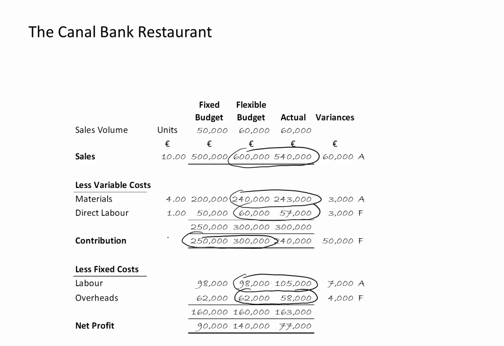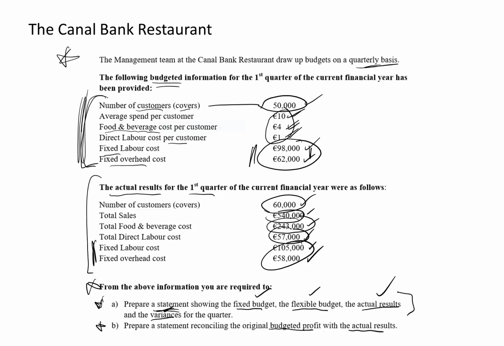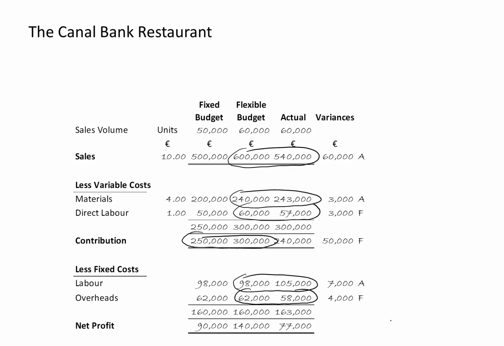Now, if we just go back to the question and see what we're asked to do, we can see here we're asked to prepare a statement showing the fixed budget, flexible budget, actual results, and the variances. We have done that. That is now complete. So what we need to do now is to prepare a statement reconciling the original budgeted profit, which we know was the 90,000, with the actual result, which we know was 77,000. So we just have to go back to our table here. I want to reconcile this figure here with this figure here, and I'm going to do that using the variances.